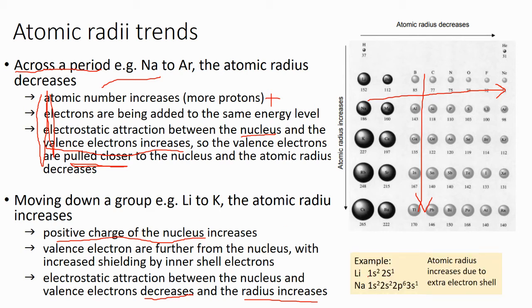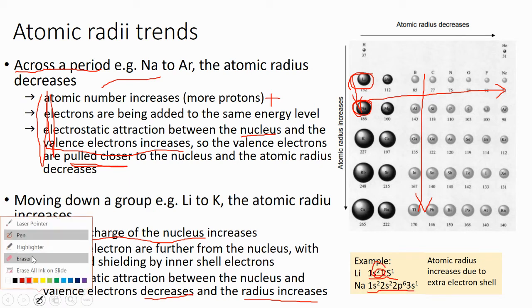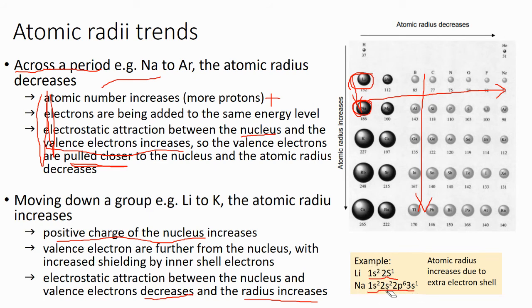For example, I want to give you an example. So lithium is here, lithium and sodium. So we're moving down the group from lithium to sodium. The electron configuration for lithium is 1s2, 2s1. And for sodium, it's 1s2, 2s2, 2p6, 3s1. So in lithium, we've got 2 electron shells, and in sodium, we've got 3. We're starting to fill the third electron shell. So the atomic radius increases due to an extra electron shell. So that would be going down a group, for example.